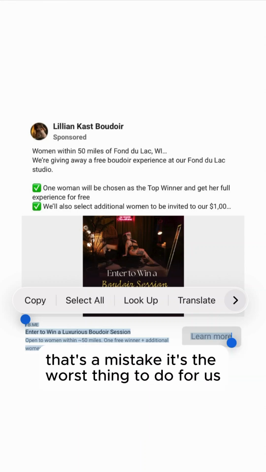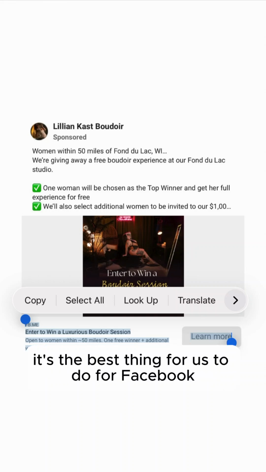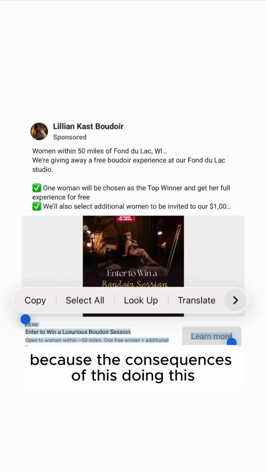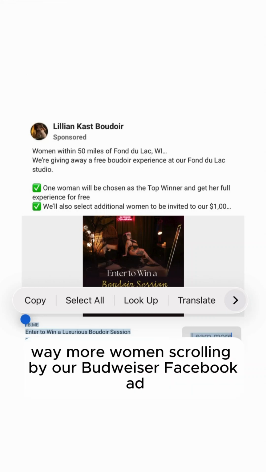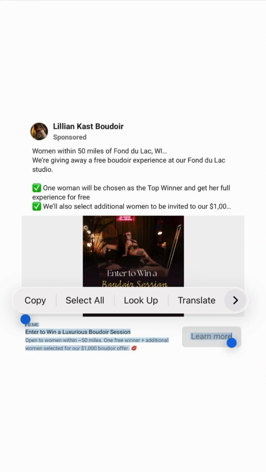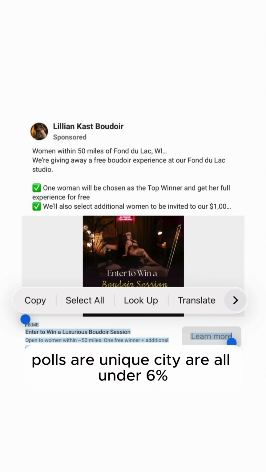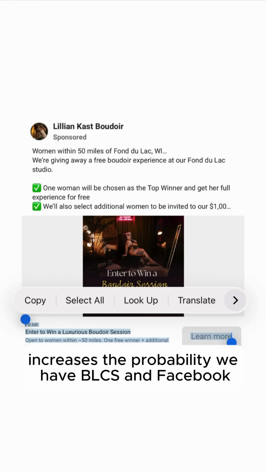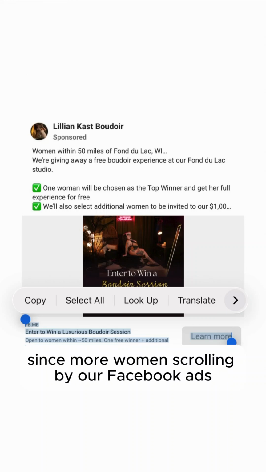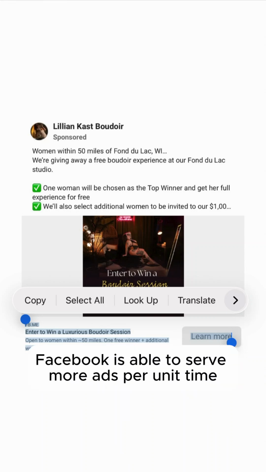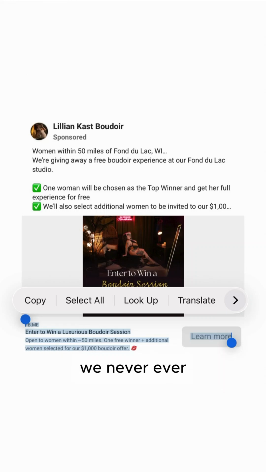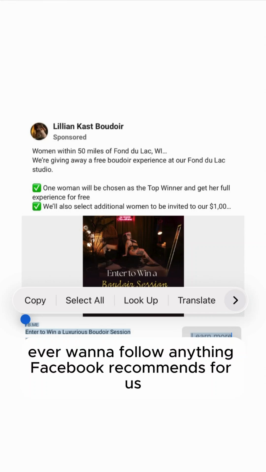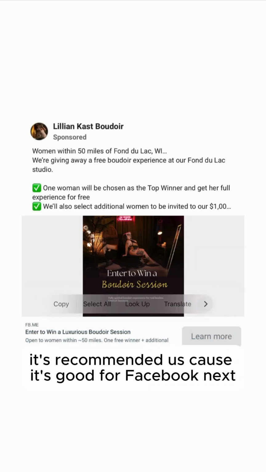But no, that's a mistake. It's the worst thing to do for us. It's the best thing for us to do for Facebook. Because the consequences of us doing this are we get way more women scrolling by our Boudoir Facebook ad, which pulls our unique CTR all under 6% and increases the probability we have BLCS. And with more women scrolling by our Facebook ads per unit time, Facebook's able to serve more ads per unit time, making more money per unit time while we waste more money per unit time. We never, ever want to follow anything Facebook recommends for us. It's recommended to us because it's good for Facebook.